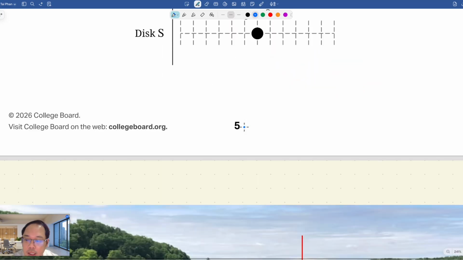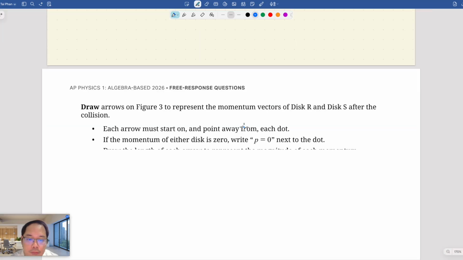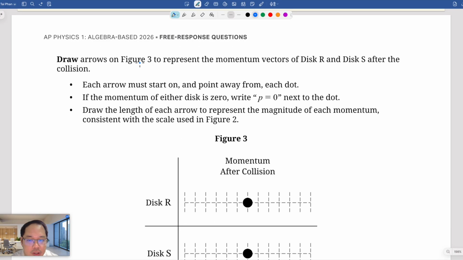Okay. Now, part A. Draw arrows on figure 3 to represent the momentum vectors of disk R and disk S after the collision. Each arrow must start on and point away from each dot. If the momentum of either disk is 0, write P equals 0 next to the dot. Draw the length of each arrow to represent the magnitude of each momentum consistent with the scale used in figure 2. Mình cần phải vẽ nó với cùng một cái scale ha. This is a very important information, with the same scale.